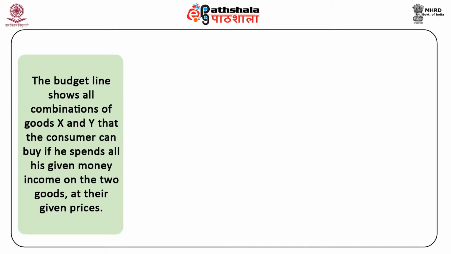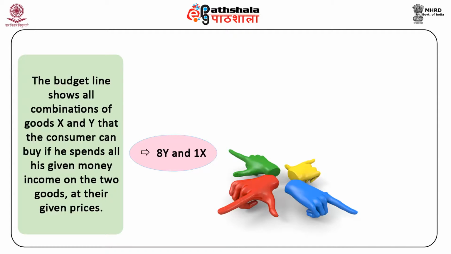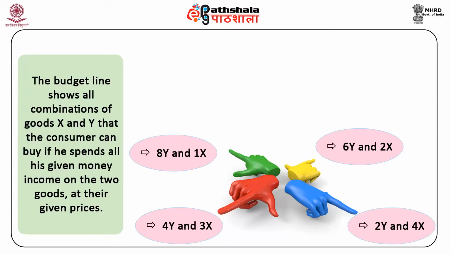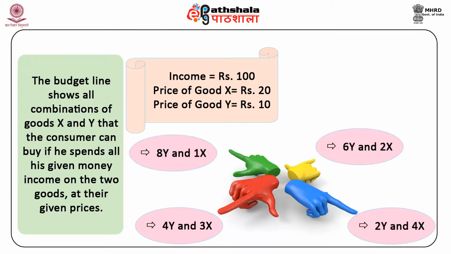For example, the consumer can buy a combination of 8Y and 1X, or 6Y and 2X, or 4Y and 3X, or 2Y and 4X, given his income of rupees 100 and prices of X and Y being rupees 20 and rupees 10 respectively. You should check that to acquire each of these commodity combinations, the entire money income of rupees 100 has to be spent by the consumer.